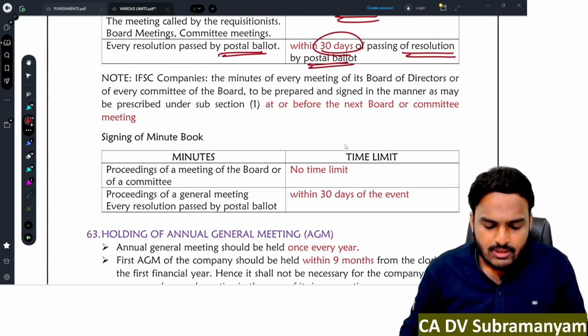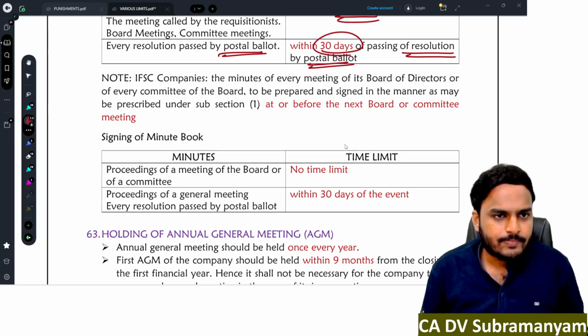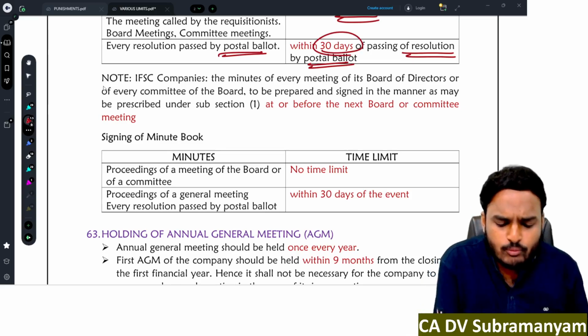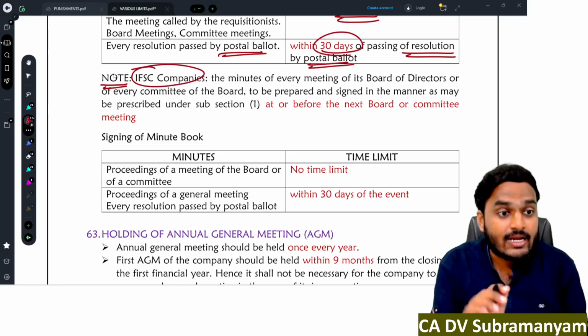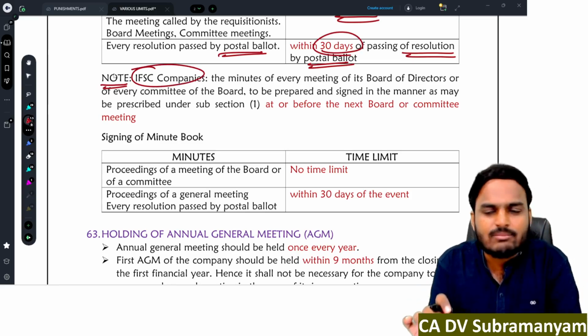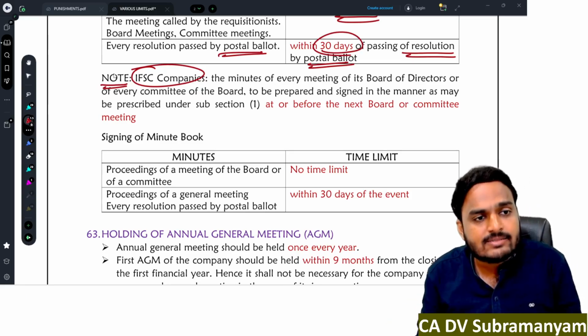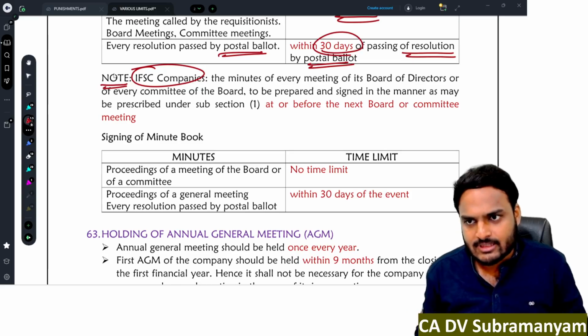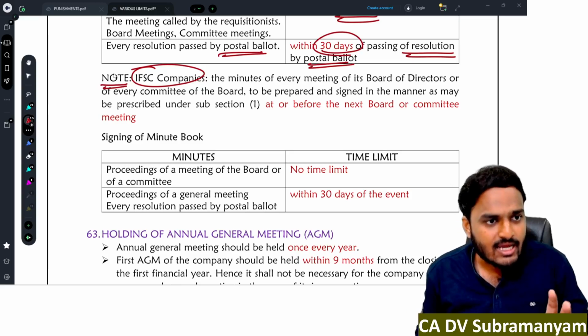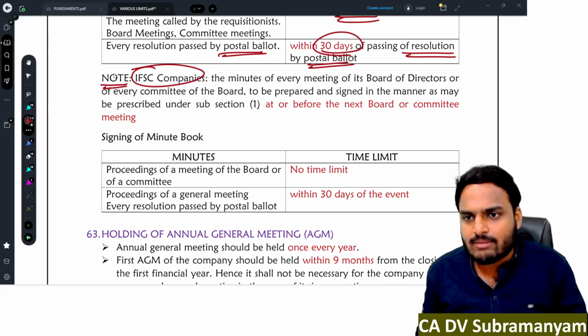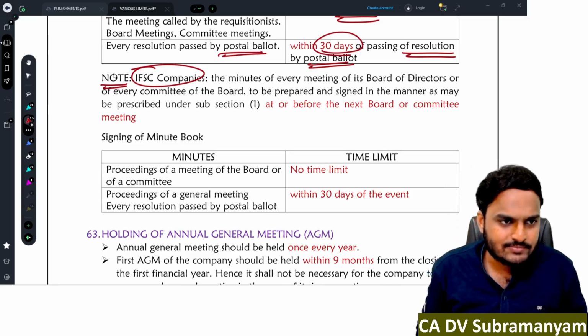Next one, signing of minutes book. Okay, one note point is there. For IFSC companies, there is no time limit with respect to director meeting minutes and committee meeting minutes. There is no time limit for completion of those minutes.